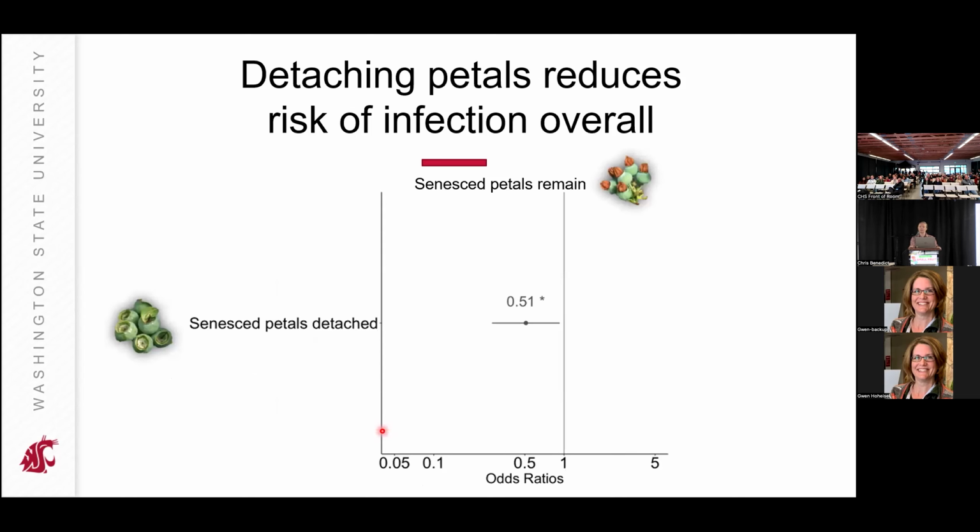Another piece of evidence that petals might be a particularly vulnerable tissue, especially when they senesce, turn brown and die, is that we saw a significant reduction in risk for infection when we manually removed senesced petals from green fruit. This figure shows plants inoculated at early green, late green fruit, 25% blue fruit, and 75% blue fruit. Overall, we saw about a 50% reduction in infection by botrytis, and this was statistically significant when we removed those senesced petals compared to when we did not.